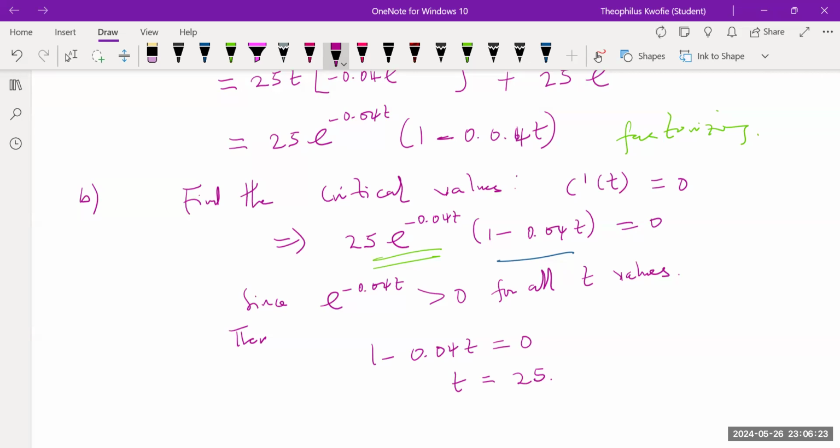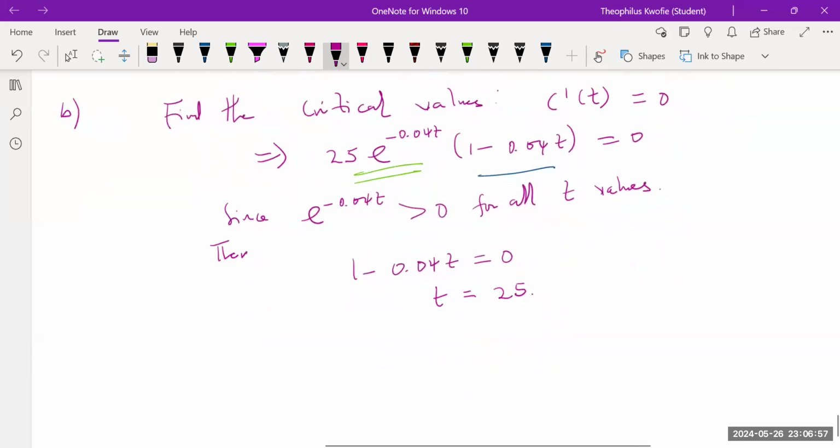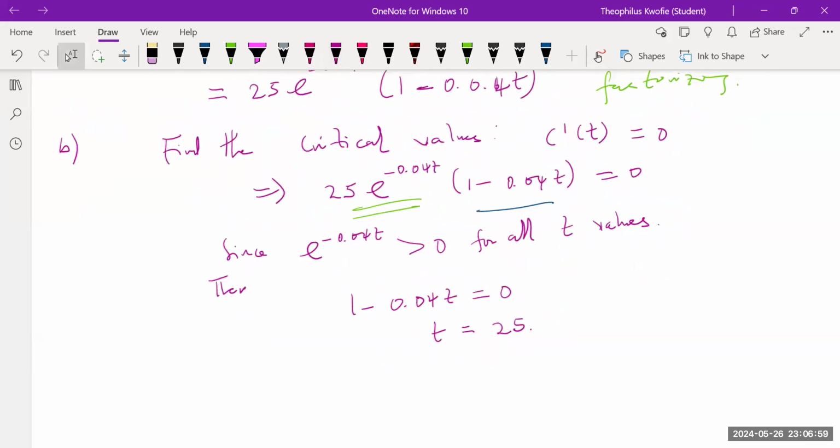And if that's the only critical value, then which of the principles can we use? Is that principle 1 or principle 2? That should be principle 2. Very good. With principle 2, it was said that if we only have one critical value, then we have to use principle 2, and we should also find the second derivative. Is that okay? So we are going to go further to find the second derivative.